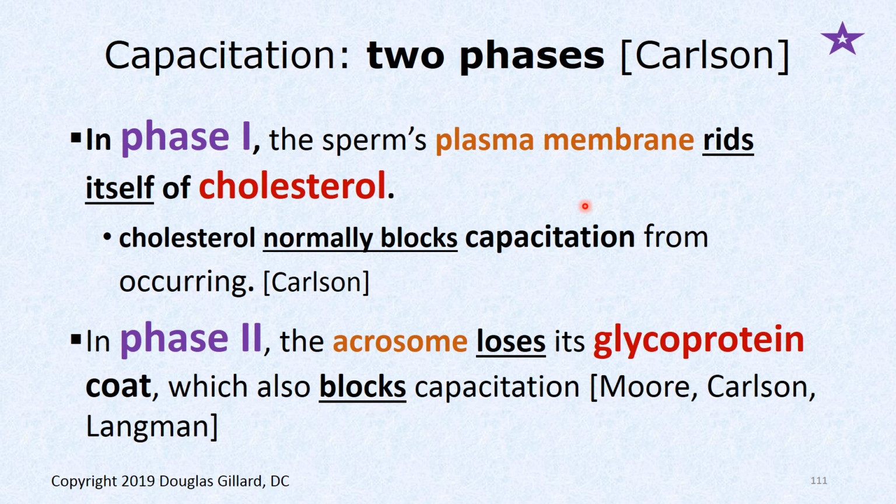And then phase 2 occurs. That's the acrosomes lose. They start shedding some of the glycoprotein coat that they have to make it a little bit thinner, which also blocks fertilization. That should be fertilization there. That's probably been there a couple of quarters. I'm surprised nobody caught that before.